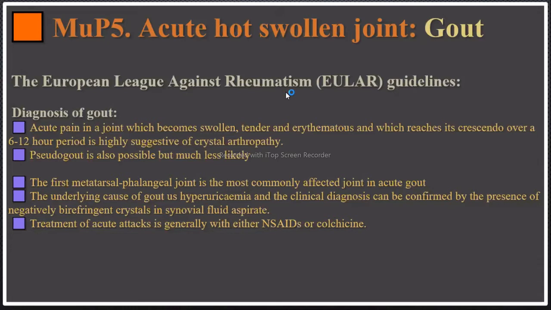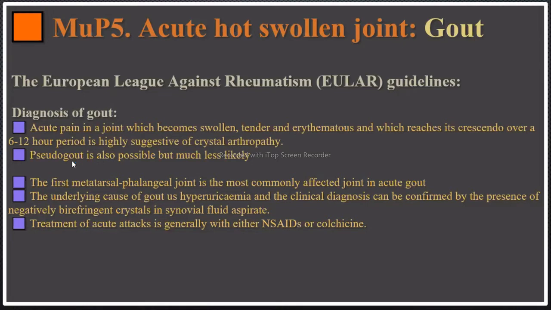Okay, guys, we continue, presentation number 5. Acute hot swollen joint. So one of the scenarios is gout. How to diagnose that? They will mention acute pain in a joint that becomes swollen, tender, and erythematous, reaching its crescendo over a 6 to 12-hour period, highly suggestive of crystal arthropathy.